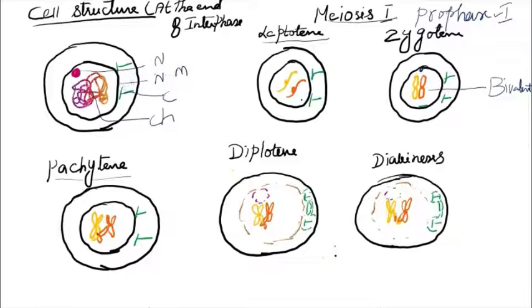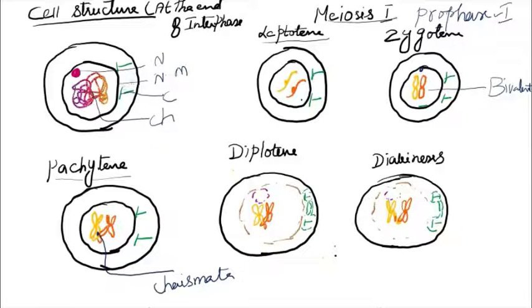The point where the non-sister chromatids are crossing over, that is called what? Chiasmata. Crossing over is a very important step in meiosis 1. The pachytene stage results in variation and evolution, where there is an exchange of genetic material.